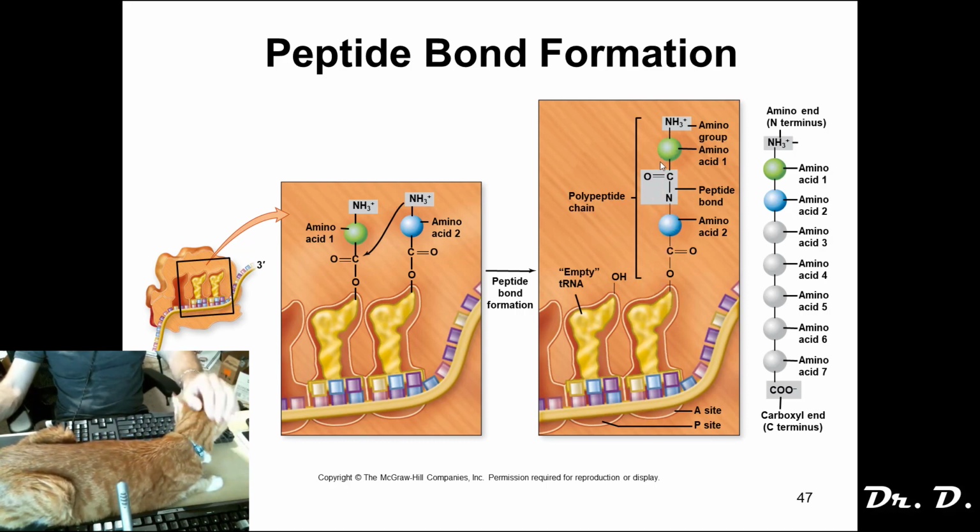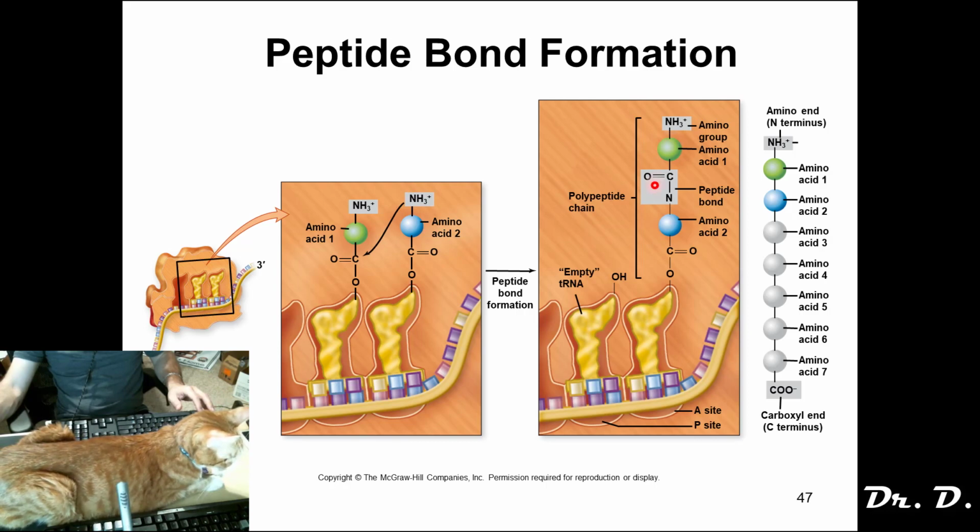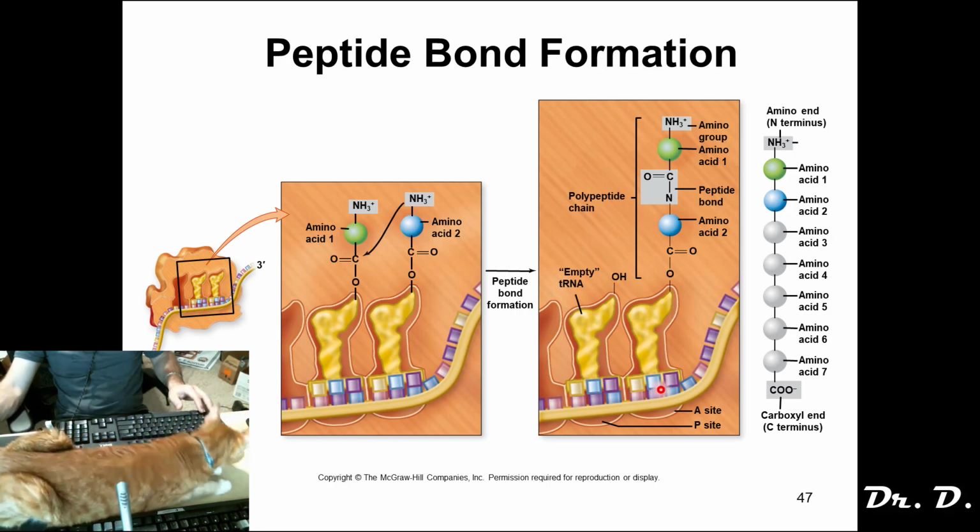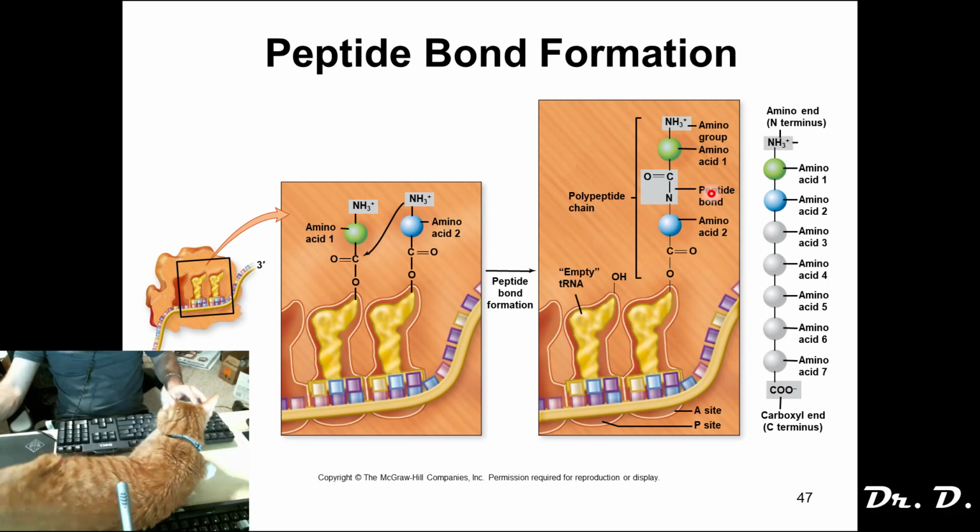Did you guys see that? So basically, you took the green ball and you attached it to the blue ball. And now you have the green ball attached with a peptide bond to the blue ball, and that's attached to the tRNA. Does that make sense? So you've made your first peptide bond.